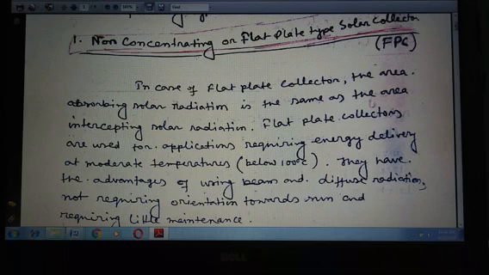In the case of flat plate collectors, the area absorbing solar radiation is the same as the area intercepting solar radiation. Flat plate collectors are used for applications requiring energy delivery at moderate temperature, that means a temperature below 100 degrees centigrade. They have the advantages of using beam and diffused radiations, not requiring orientation towards the sun, and requiring little maintenance.